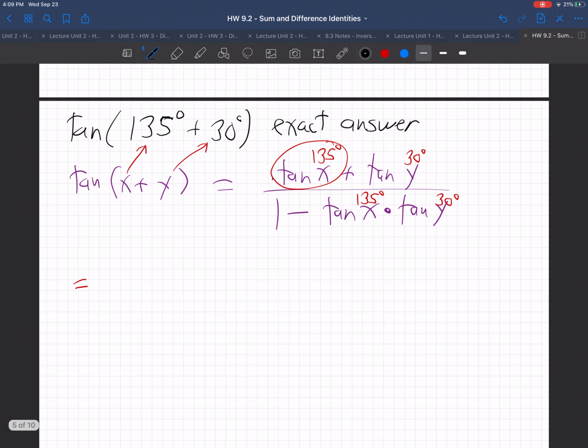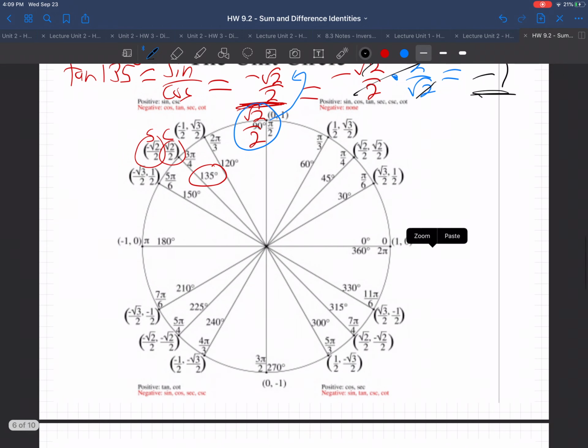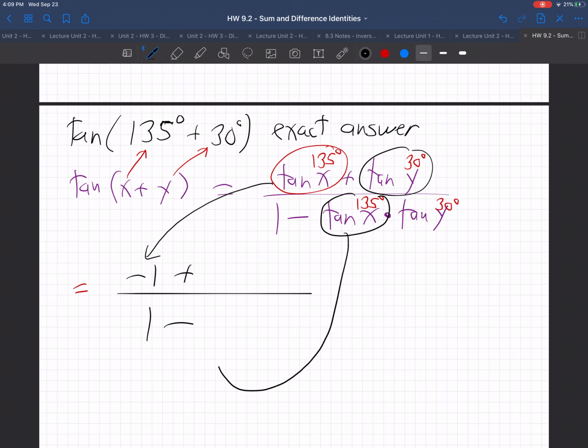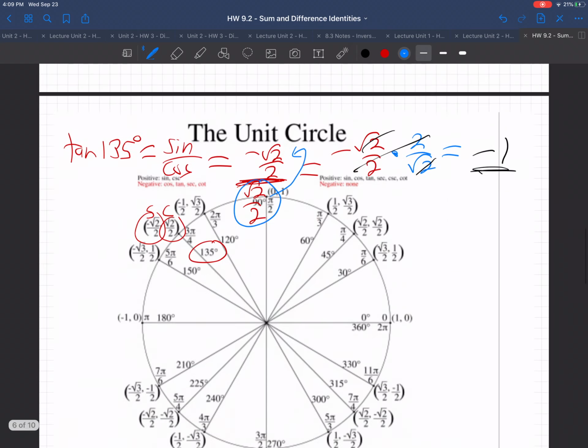So we bring this back, tangent of 135. Negative 1 plus, and now what's the tangent of 30? Let's go, and also on the bottom here. So on the bottom, do all of it at once. 1 minus, and tangent of 135 there also is negative 1, right? It was negative 1 right there, times. Okay, so now we got to go get the tangent of 30 for those two spots, for right here and right here. Okay. Tangent of 30.